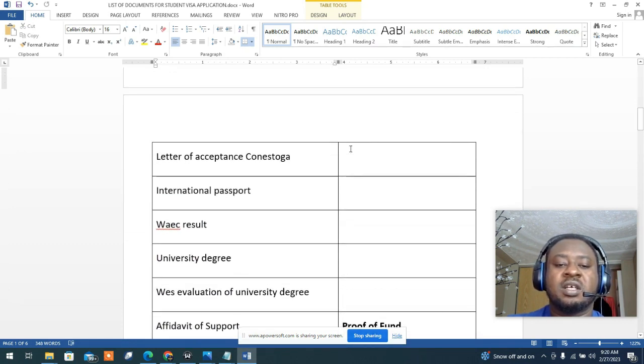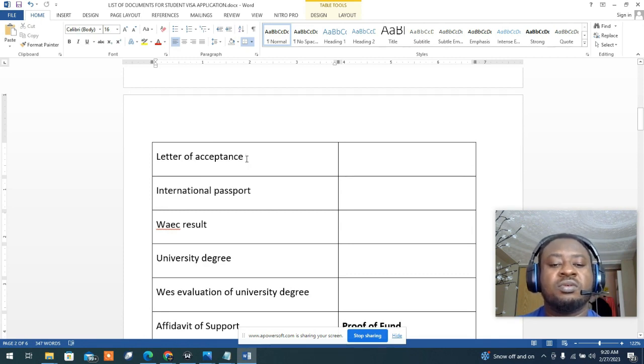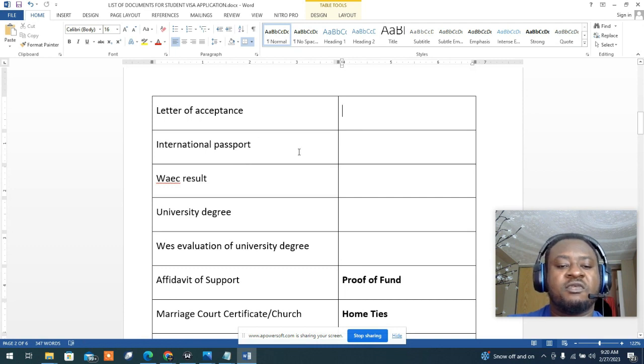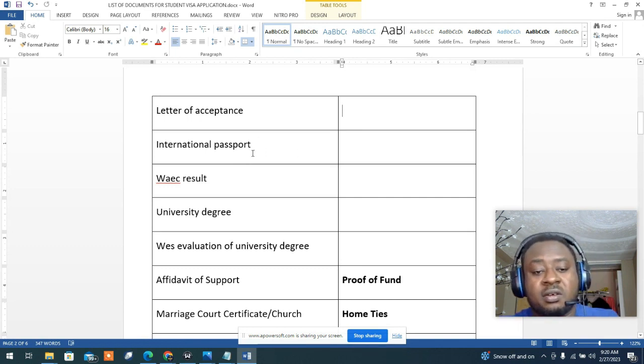Then of course your letter of acceptance from a university. That is, when you apply for admission, you'll be given a letter of acceptance or admission offer letter. So you have to upload it when you are filling the documents online or offline.